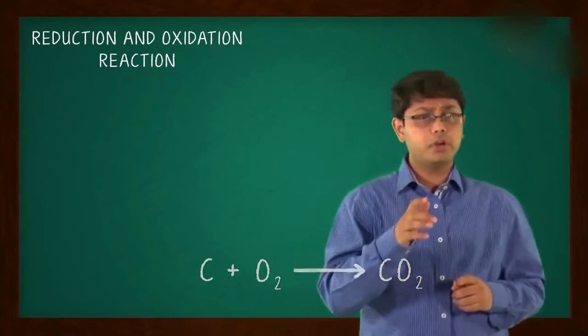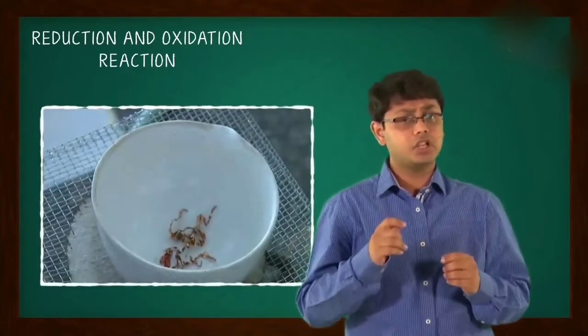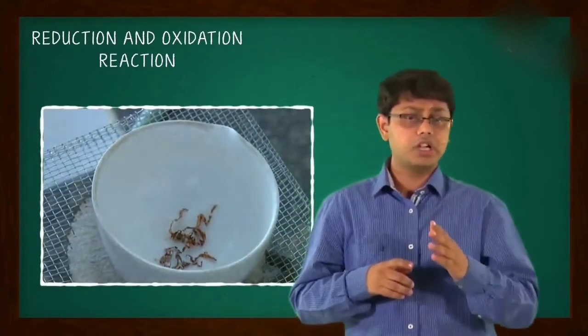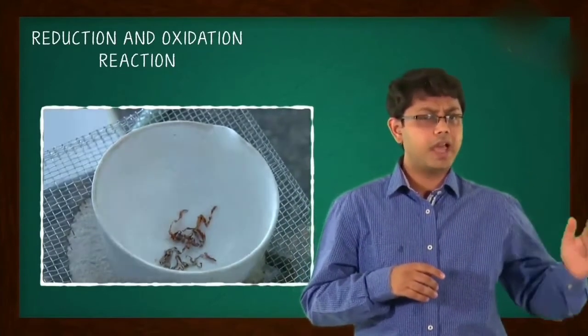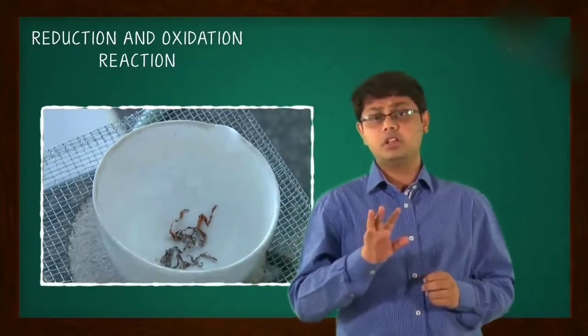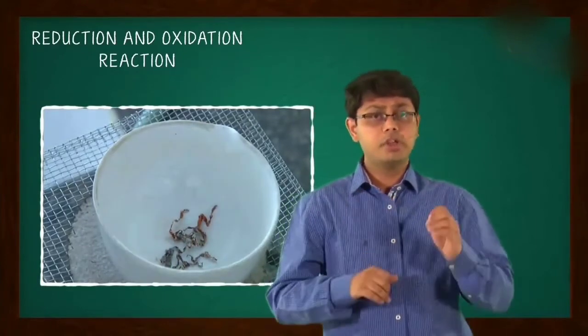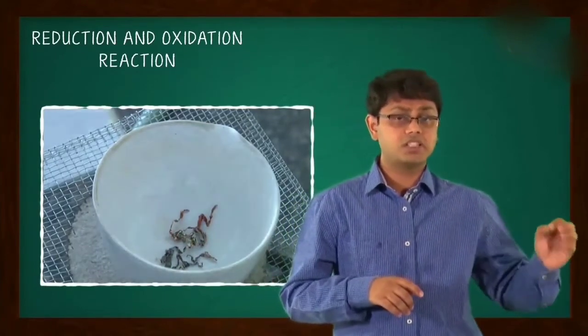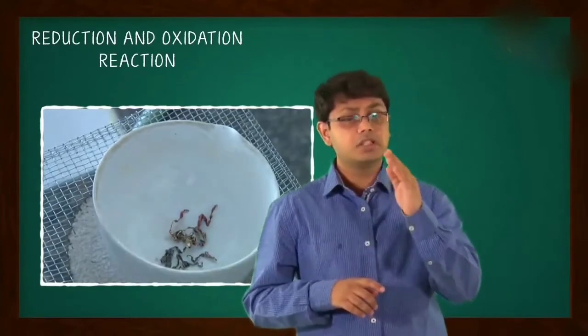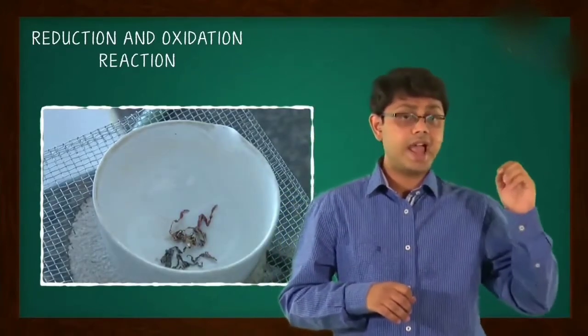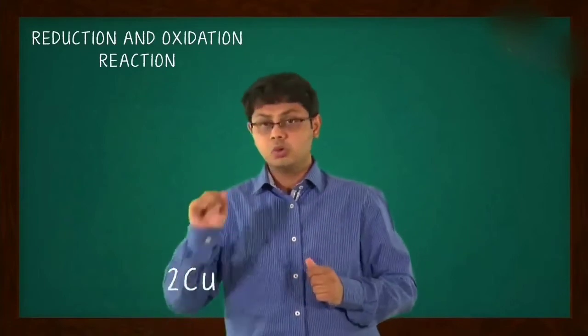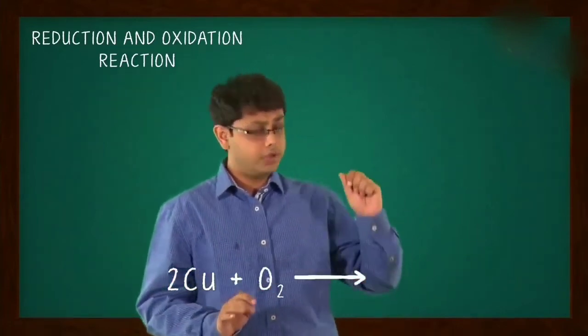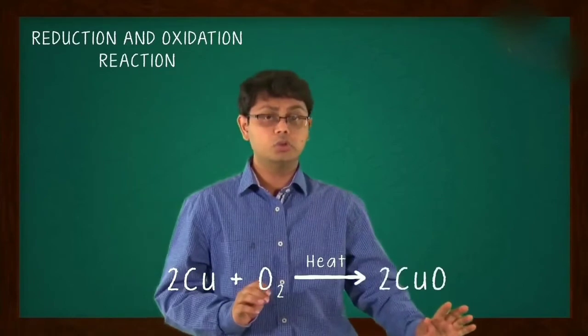If you take copper powder and heat it up in the presence of oxygen, you will see that the copper color is changed into a black residue. What is happening here? The surface of copper powder becomes coated with a black copper oxide. Why is this black substance formed? This is because oxygen gets added to copper and copper oxide is getting formed. And this can be represented in molecular form as follows. 2Cu plus O2 in the presence of heat is going to give you 2CuO.